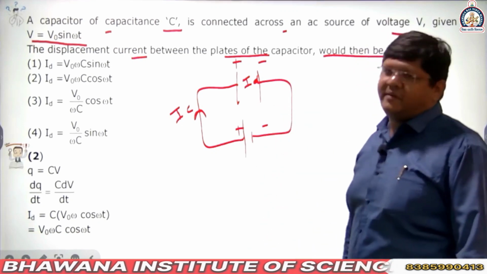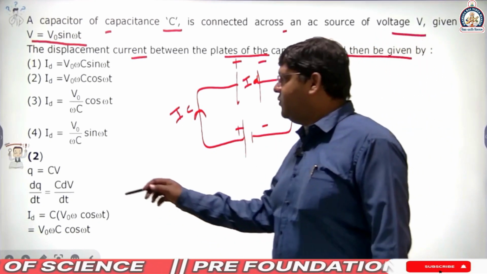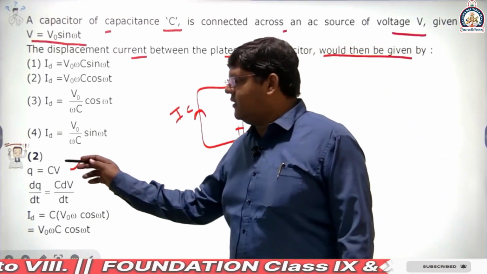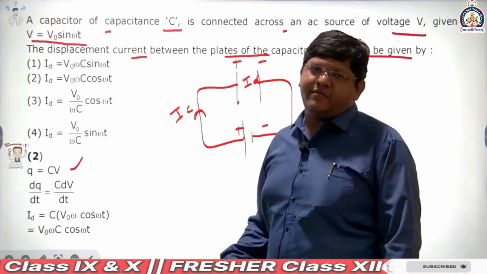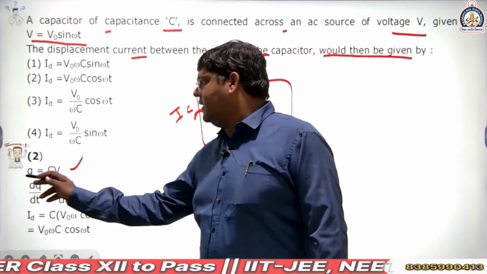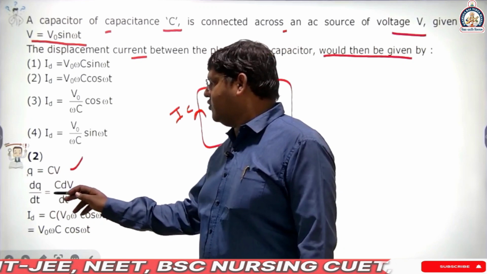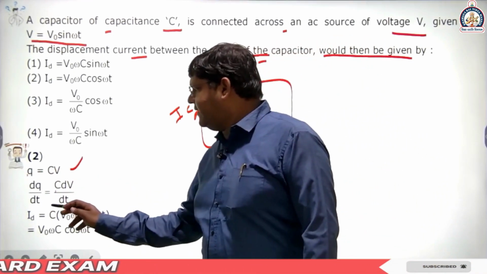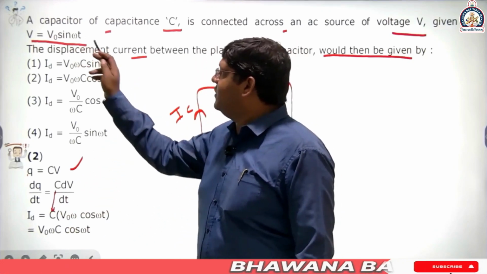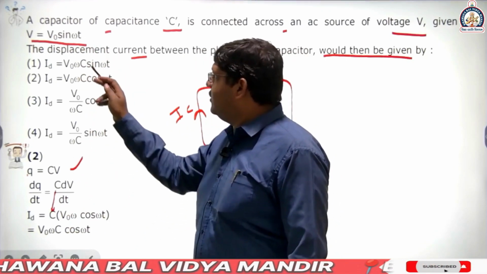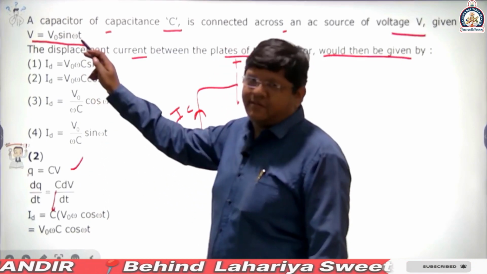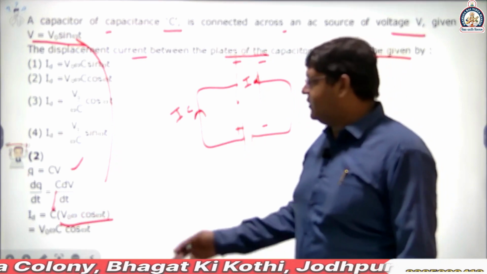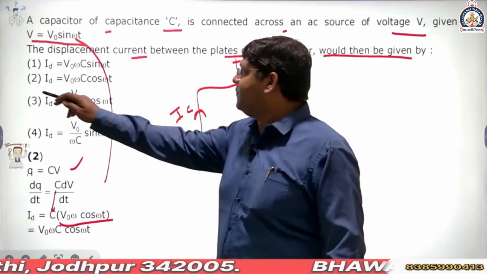So we have to calculate the value of displacement current by simply using the relation of charge and voltage. Q is equal to CV. Now we have to calculate current. Current is simply the differentiation of charge. So we calculate dq upon dt, that comes out to be C dV by dt. Now we put C as it is. Now V is given in the equation as V naught sin omega t. We put the value of V as V naught sin omega t and differentiate. We get V naught omega cos omega t. So that is the required option number second.